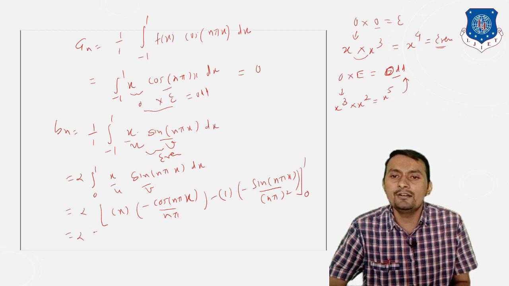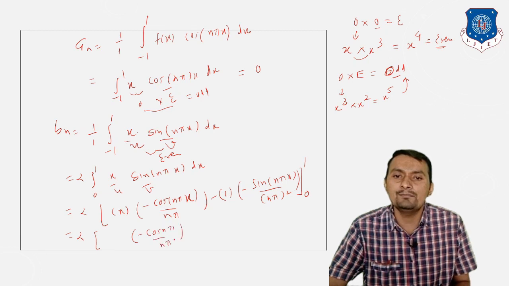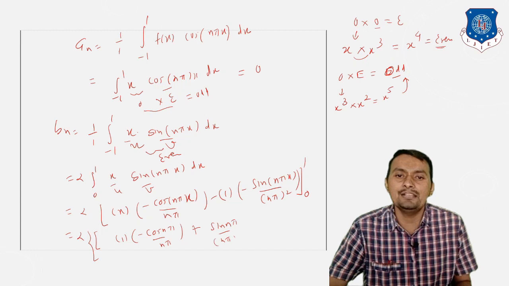But if I first put the limit x equal to 1, what we are going to get here is cos n pi, so I put cos n pi divided by n pi as a bracket, and since x is equal to 1 there, I put plus 1, minus and again minus, that is going to be plus, and sine n pi divided by n pi raised to power 2, minus, when we use the other limit, so before that we put a minus sign.